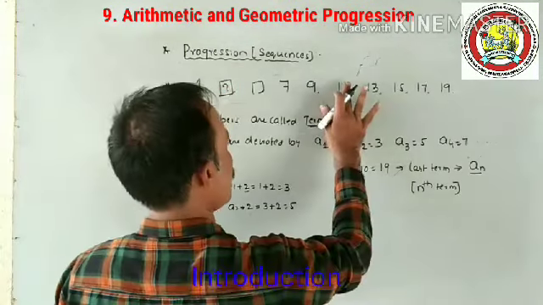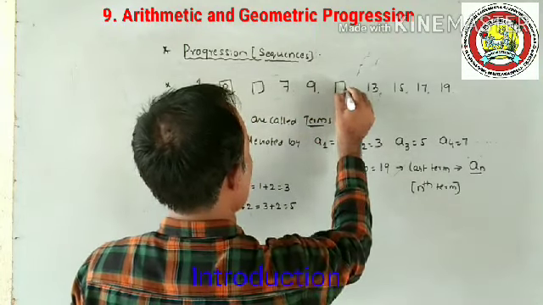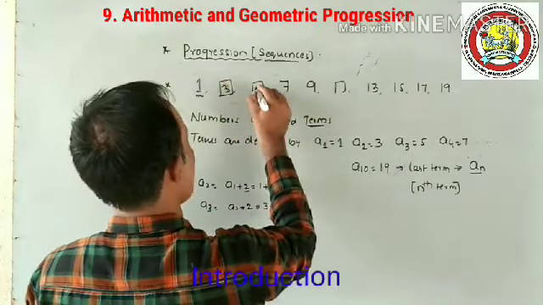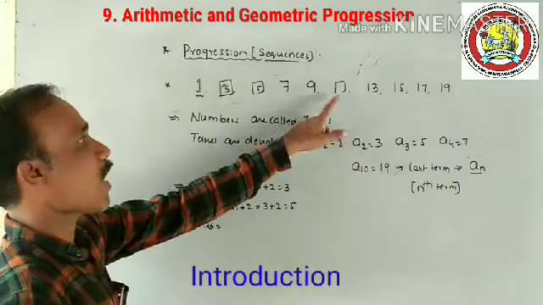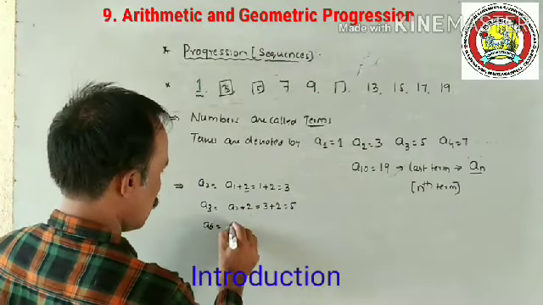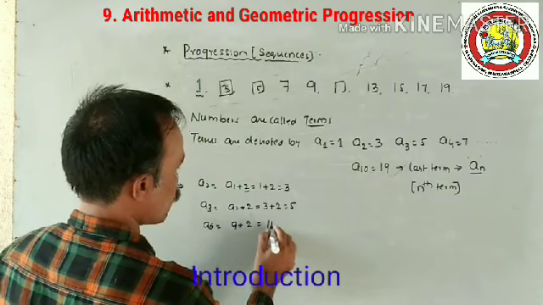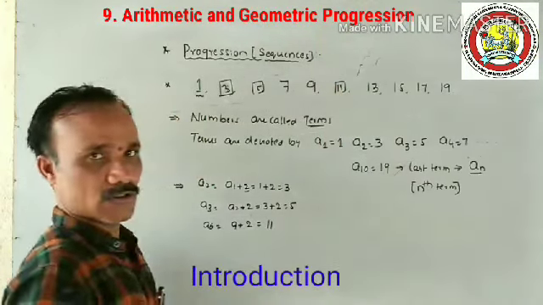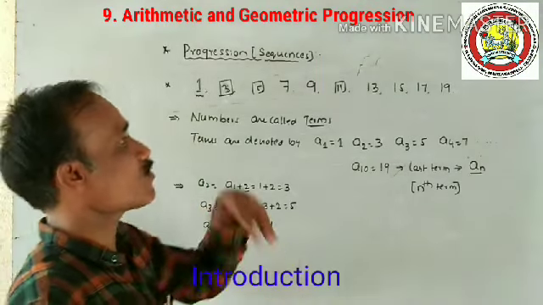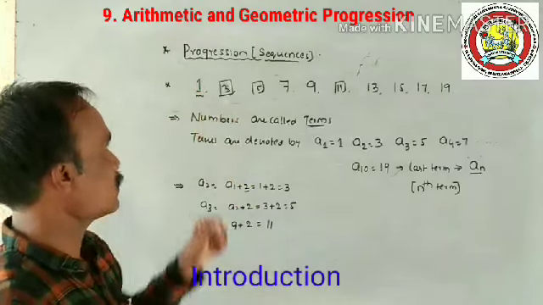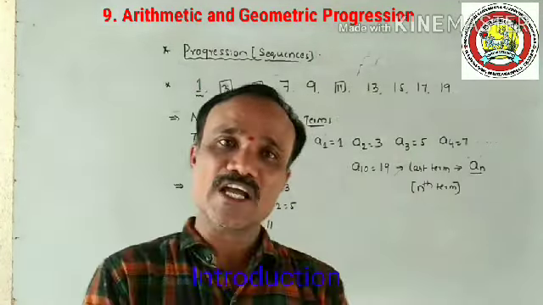Suppose we don't know the sixth term, with 1, 3, 5 and so on before it. What is the preceding term? 9. What is the rule here? Adding 2. So 9 plus 2, like this. So in this sequence, the succeeding term is obtained by adding 2 to its preceding term.